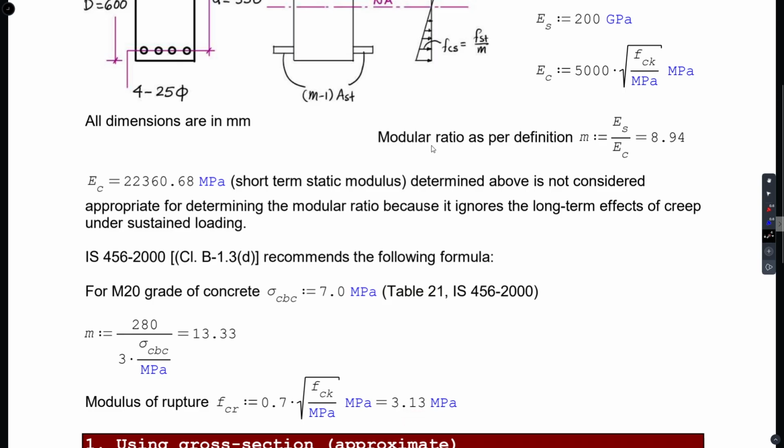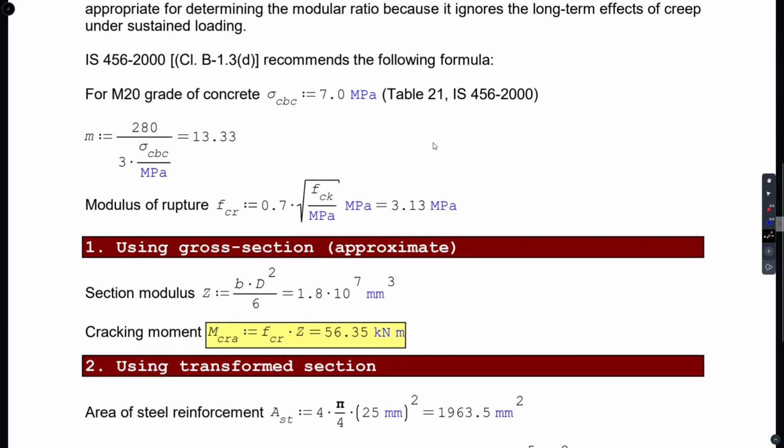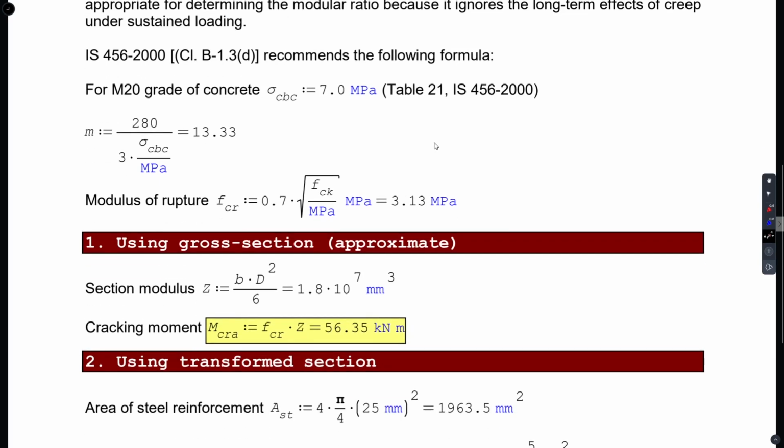Now, I have two ways to do the calculation. One is an approximate way where I can say that I will use the gross cross section. So, the section modulus is bD square by 6 for a rectangular section, which is this much. So, cracking moment, A stands for approximate, fcr into Z is 56.35 kilonewton meter, right.